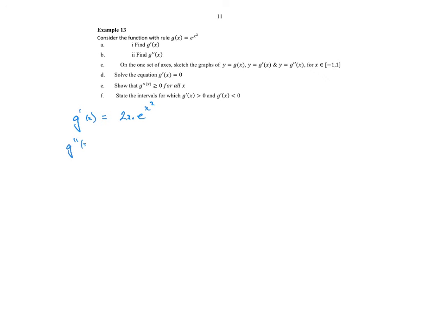G double dash of x is equal to the derivative of the first times the second plus the derivative of the second, which we just worked out, times the first. So let's simplify a fraction. I reckon we can take a 2e to the x squared out the front and get 1 plus 2x squared. Does that look right?